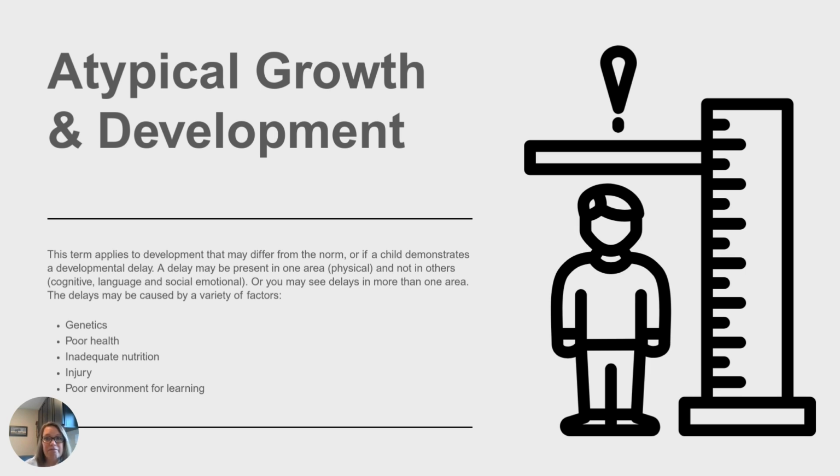So think about the factors that can lead to these delays. They can range from genetics, poor health, inadequate nutrition, injuries, or even an environment that doesn't support learning effectively. Understanding these factors helps us create supportive environments and provide interventions, ensuring every child has the opportunity to thrive. Remember that every child is unique, and recognizing these differences is just the first step in providing the support that they need.